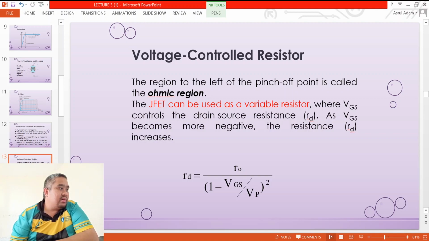This is a voltage controlled resistor. The region to the left of the pinch off point is called the ohmic region, and then the JFET can be used as a variable resistor, whereby VGS controls the drain resistance RD. As VGS becomes more negative, the resistance is increased. So this is the formula for resistance: RD equals RO over (1 minus VGS over VP) to the power of 2.